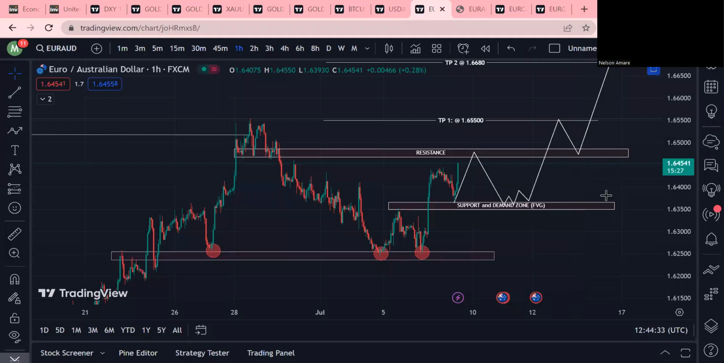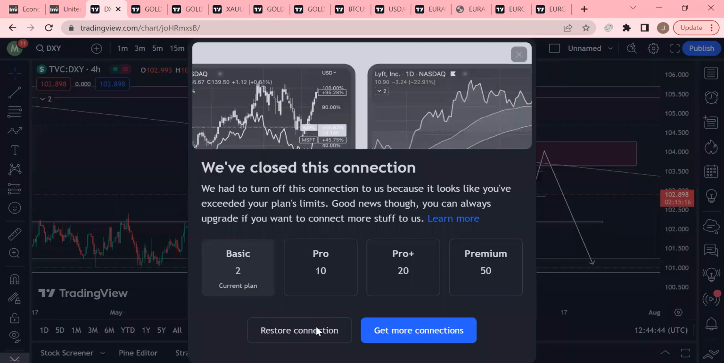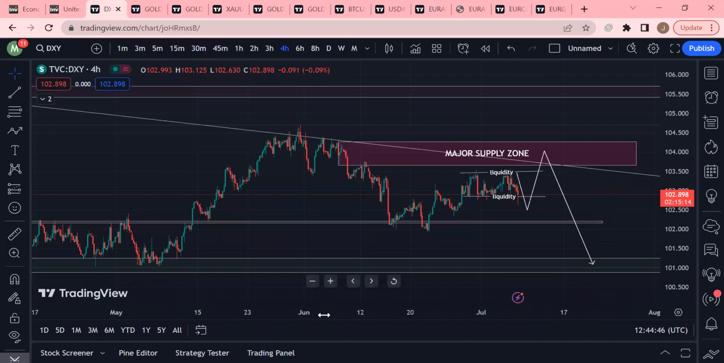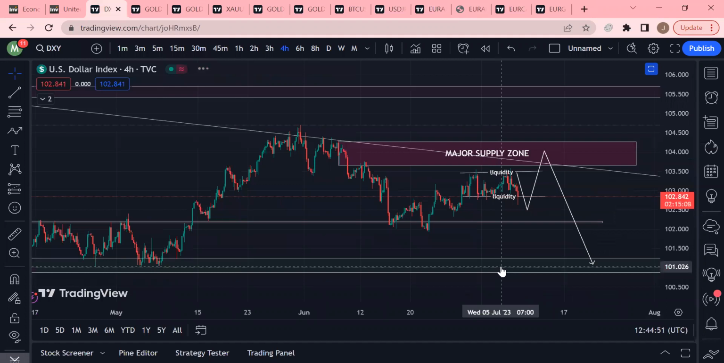Okay, good afternoon, everyone. Finally, the market has given us what we were waiting for. First of all, I'll start with the dollar. I don't think I'll be trading anything else, because the dollar has already given us what it wants to do. So, as a market structure trader, a price action trader, and someone that flows with what the financial institutions are doing, I try to look for their footprint.